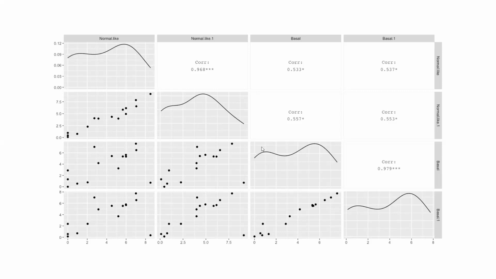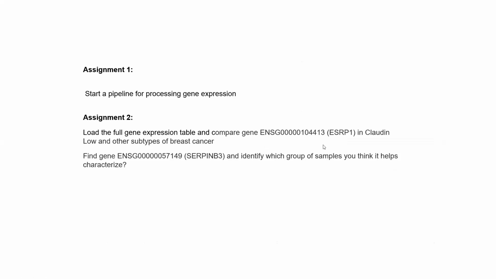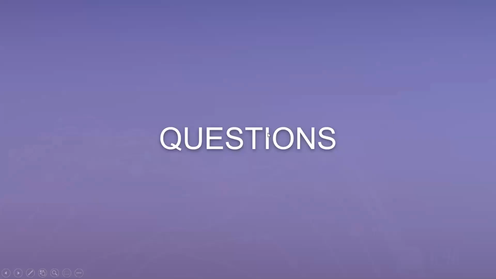Perfect. So make sure there are 2 assignments that you have to work on. I believe they're in transcriptomics 1, and you have to load a full gene expression table and compare these types of cancers, and find which sample you have to characterize the samples in your data set based on the visual that you create. And I think we'll go to the coding part.